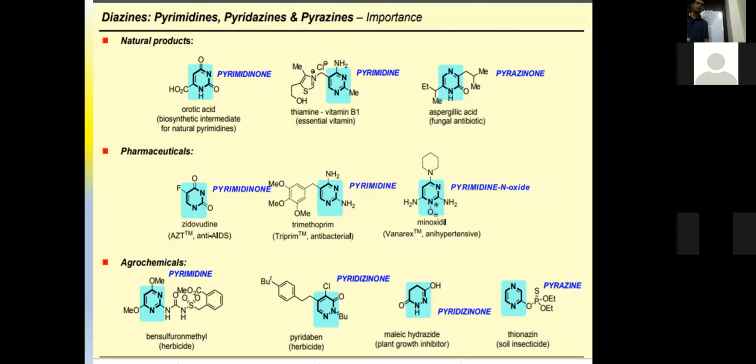Trimethoprim is one of the examples. Pyrimidone, 5-fluorouracil, zidovudine. Zidovudine is nothing but an antiviral agent. So these are some of the examples of pyrimidines, pyridazines, pyrazines.